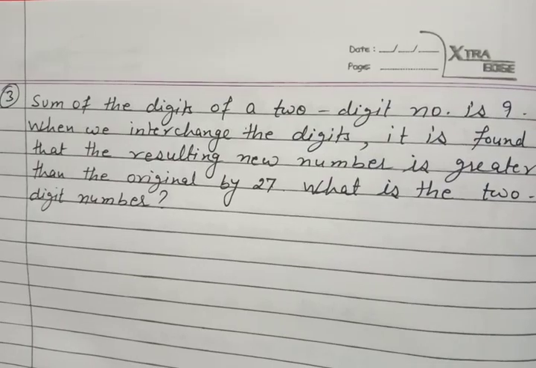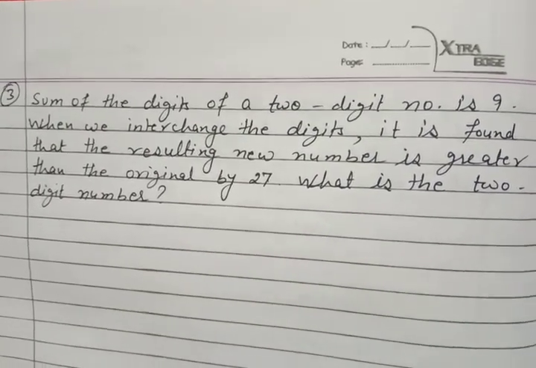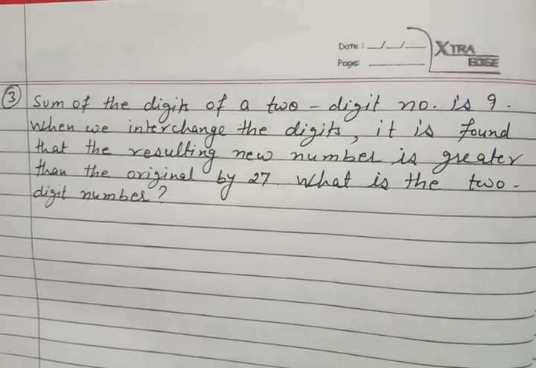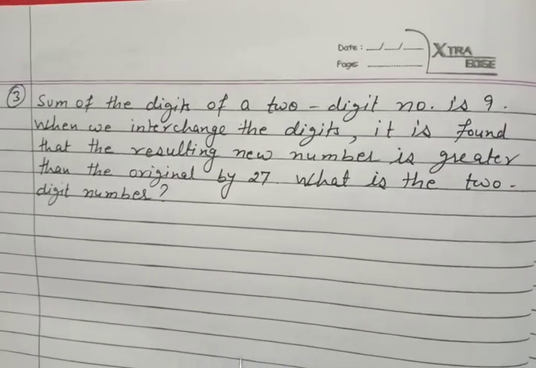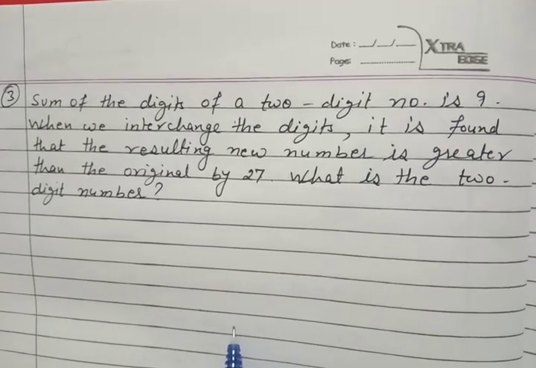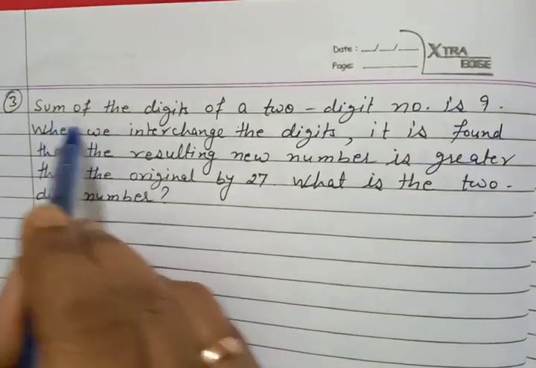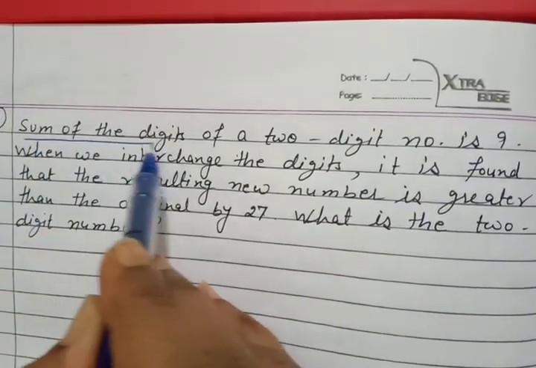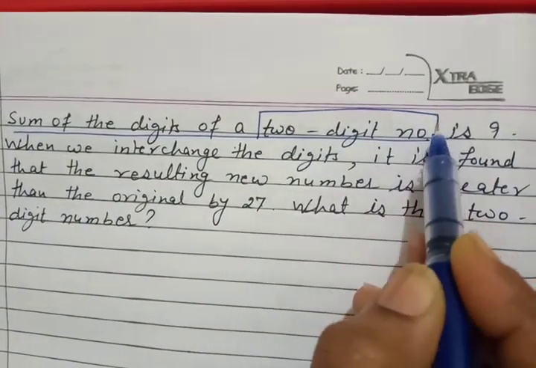Now the third question. Students feel it is difficult, and you will do this question in 10th class again, but with two variables. And here in 8th, the name of the chapter is linear equation in one variable, so we'll use only one variable. The question is, sum of the digits of a 2-digit number. This is basically the important point.